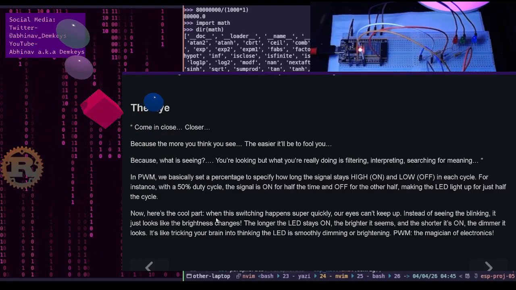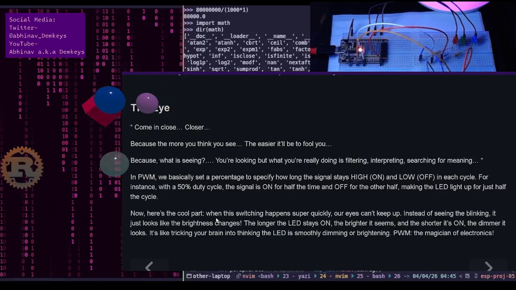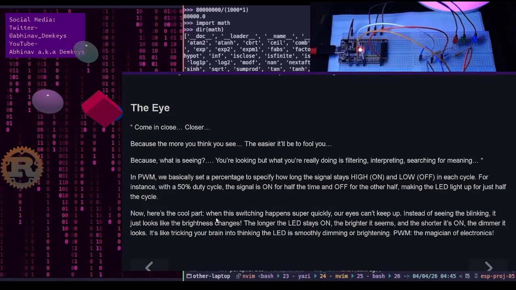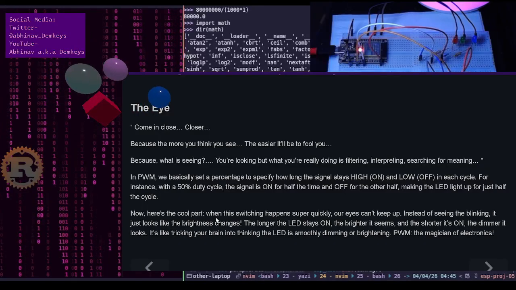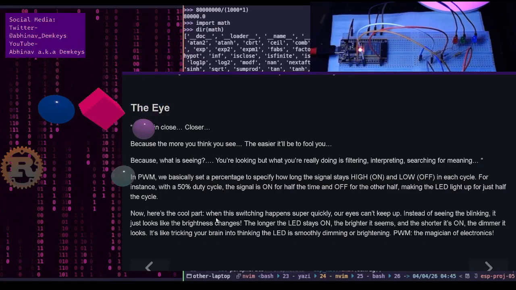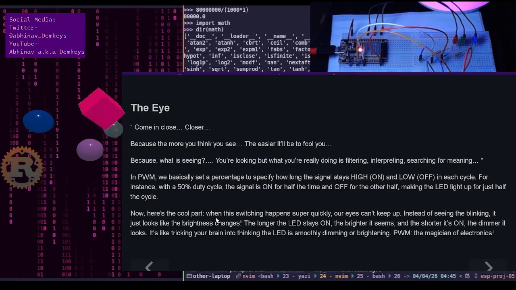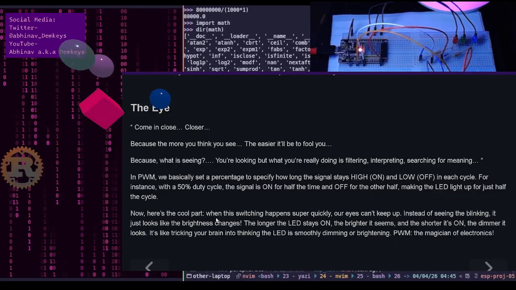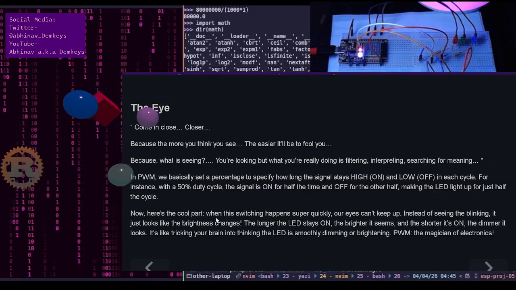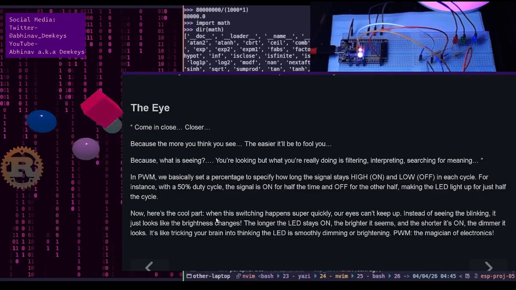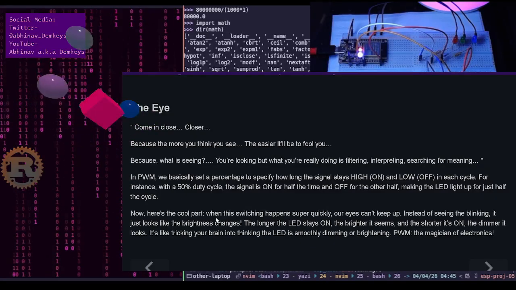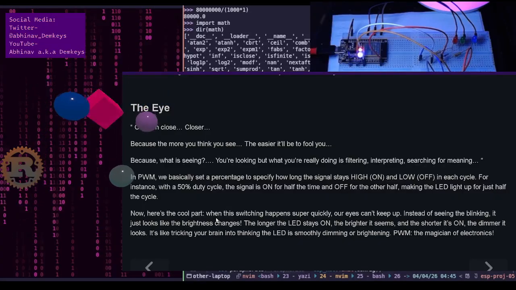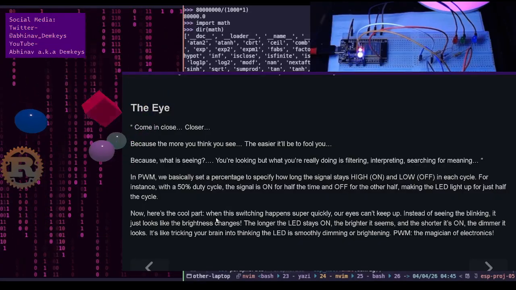In PWM, we basically set a percentage to specify how long the signal stays high and low in each cycle. For instance, with a 50% duty cycle, the signal is on for half the time and off for the other half, making the LED light up for just half the cycle.